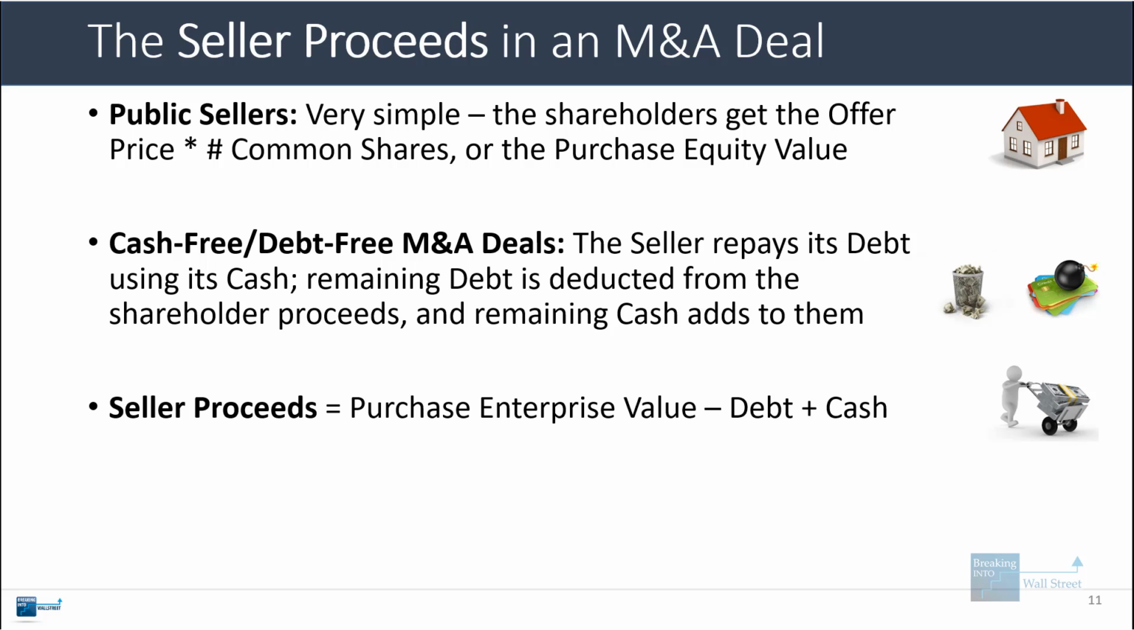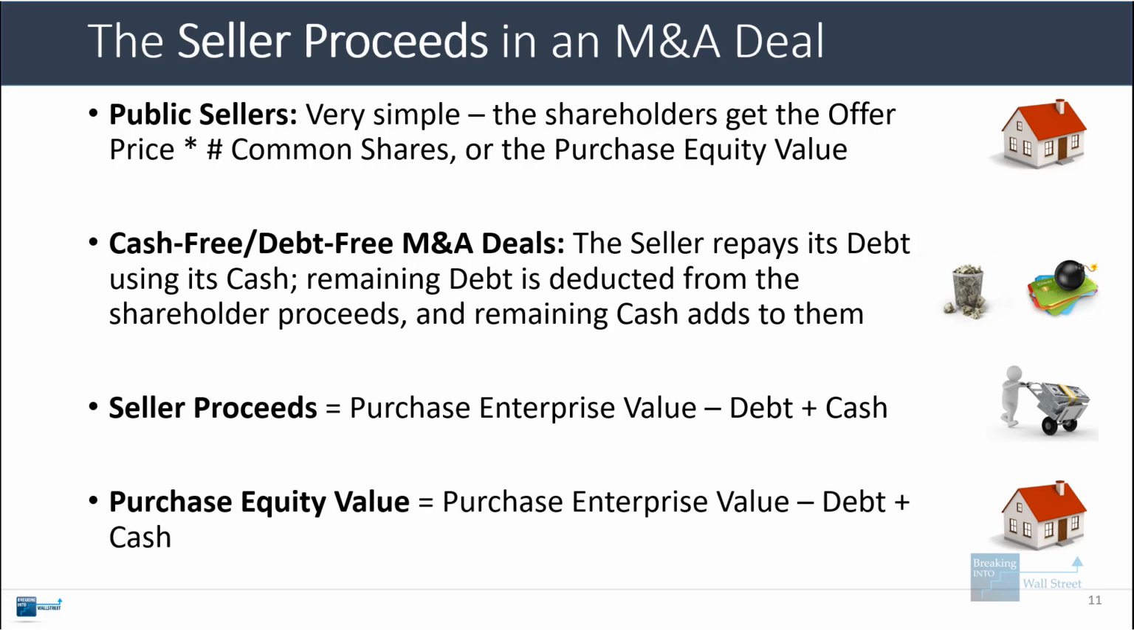So if you think about it, the seller proceeds in a cash-free, debt-free deal are just the purchase enterprise value that the deal is based on. You subtract the debt and you add the cash. And that's exactly the same as the formula for the purchase equity value. And so this is why the purchase equity value represents the proceeds to the seller regardless of the deal type.